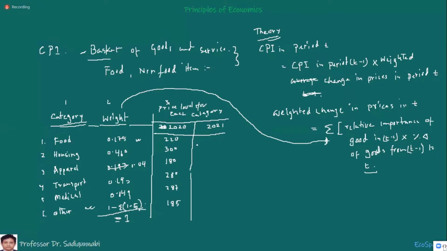Now let's see that the price level increases in 2021. Some increment of price level is in 2021. So suppose we have 225, here 310, here 189, and 285 maybe, 290, 92 suppose, and 190.